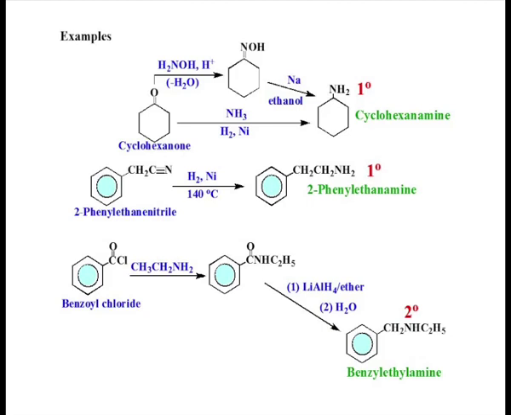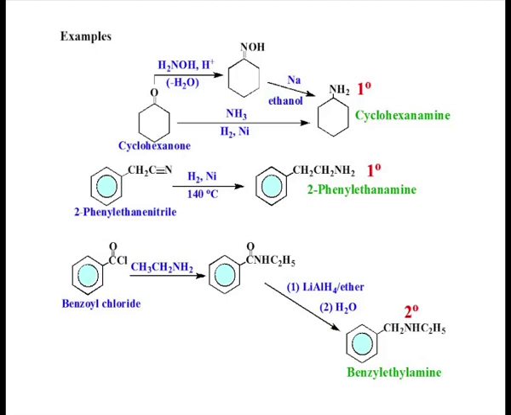So, cyclohexanone to cyclohexanamine can be done in two ways: either ammonia, hydrogen and nickel, or hydroxylamine, making the oxime, followed by sodium ethanol. Now, we will take another nice example, 2-phenyl ethanonitrile, CH2C triple bond N, a triple bonded compound. We want to reduce the triple bond to a single bond. What should we do? We will have to use a sufficient amount of reducing agent, that is hydrogen and nickel at 140 degree centigrade. It is found that C triple bond N is reduced through the double bond to the single bond, giving CH2CH2NH2. So, it is now a primary or 1 degree amine, 2-phenyl ethanamine.